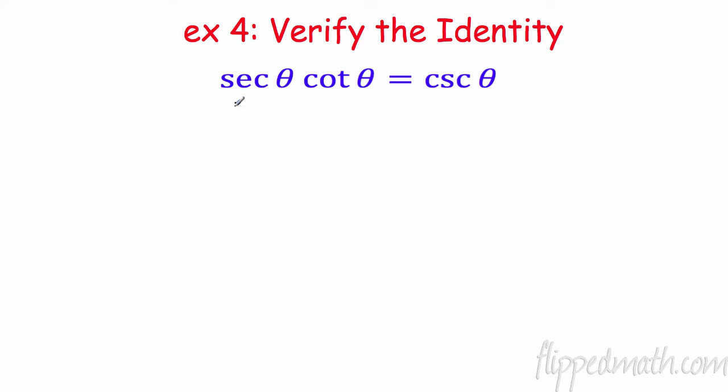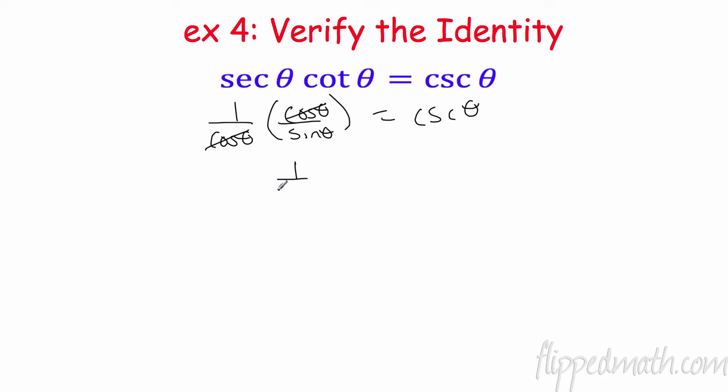Secant theta, well, I know secant theta. I'm going to change that to 1 over cosine theta. And I'll multiply that by cotangent theta. Well, that is cosine theta over sine theta. All right? And our goal is we want to get to cosecant theta. All right, so these cancel, right? Because cosine divided by cosine is 1. So I'm left with 1 over sine theta.